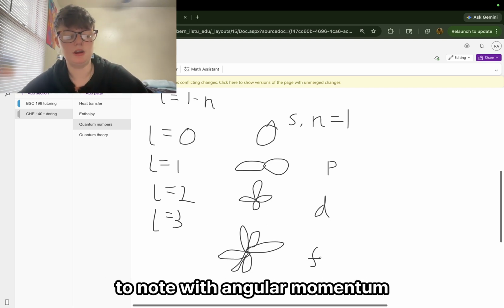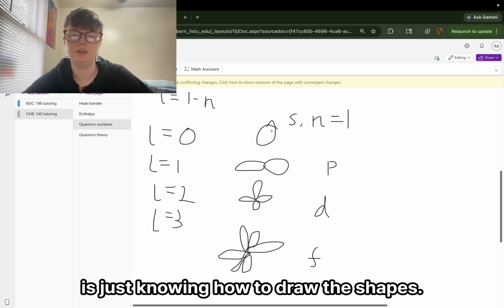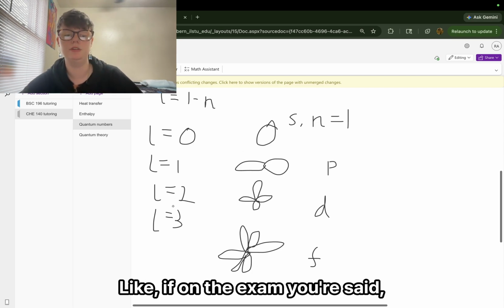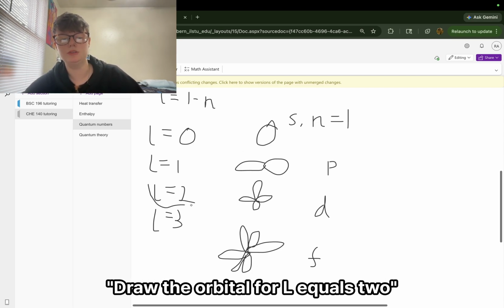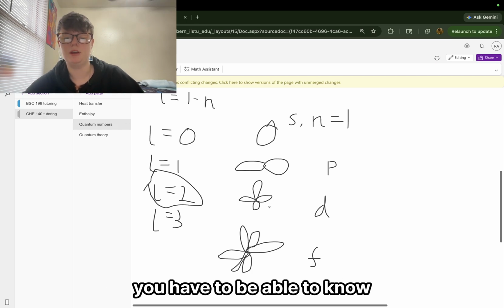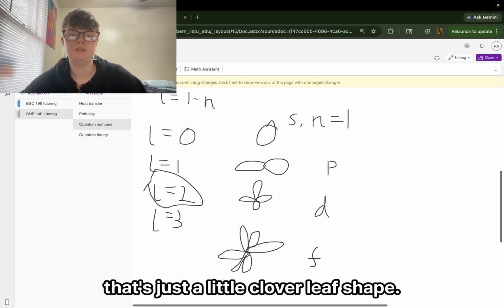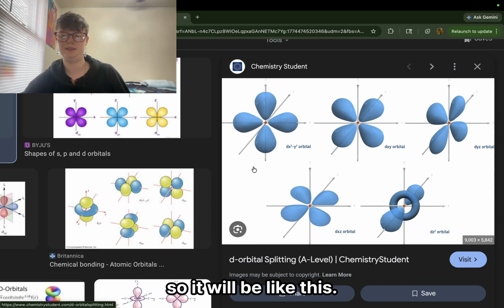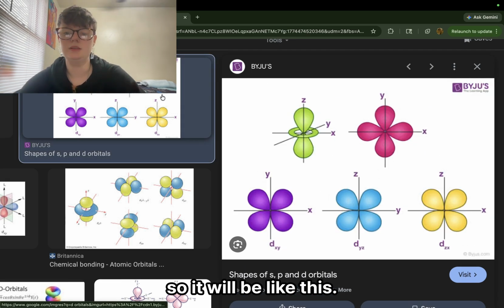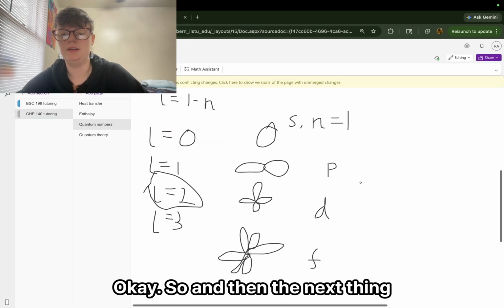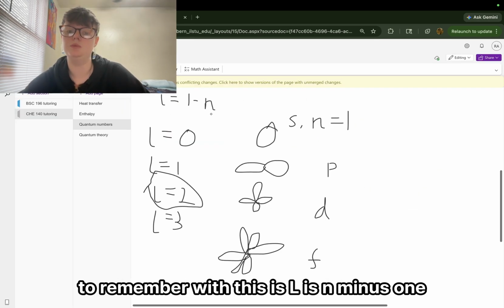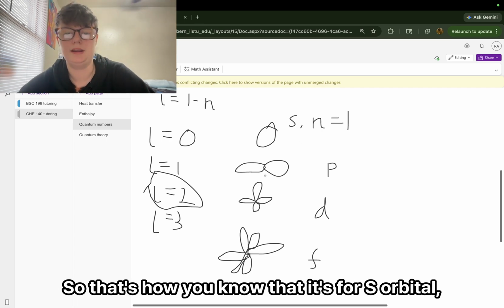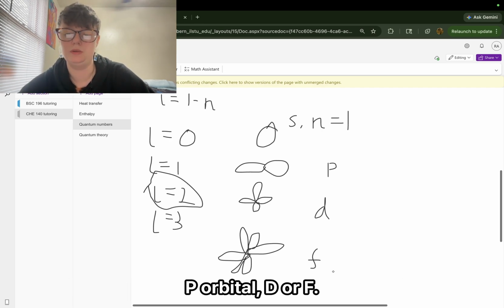The important thing to note with angular momentum is just knowing how to draw the shapes. If on the exam you're asked to draw the orbital for L equals 2, you have to be able to know that's just a little clover leaf shape. I can actually show you here, so it's less poorly drawn, so it will be like this. Okay, and then the next thing to remember with this is L is n minus 1. That's how you know that it's for S orbital, P orbital, D, or F.